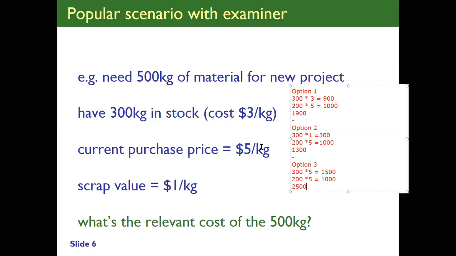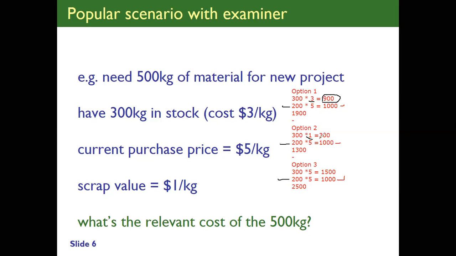Okay. So now I've got three options. If you pay attention, this 1,000 is the same in all of these options. This 1,000 does not change, because 200 I have to purchase at the market price. So it is the same in all cases. The problem is with this existing material. Should I take it at 900, which is my cost price? Or should I take the scrap value, making it 300? Or should I take it at $5, the current market price, and make it 1,500? These are the three where you make the difference.